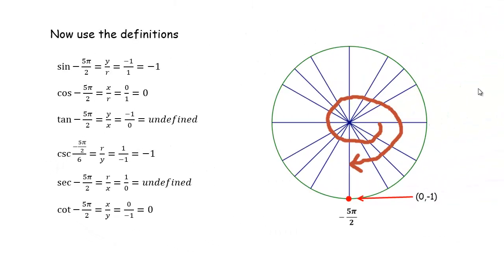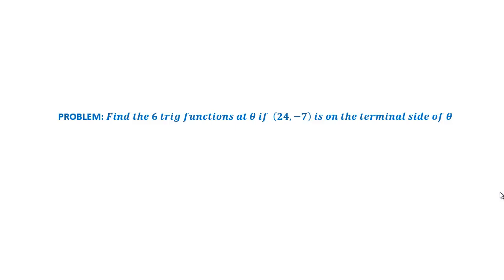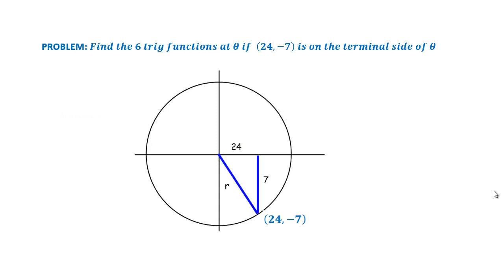Okay, hang in there. One more problem. Find the 6 trig functions at theta, and we're given a point on the terminal side. The first thing we have to do is determine what quadrant we're in. If x is positive and y is negative, we have to be in quadrant 4. So we're just going to draw a generic angle in quadrant 4 and label the x and y coordinates appropriately. We're going to label x as positive 24, y as negative 7.